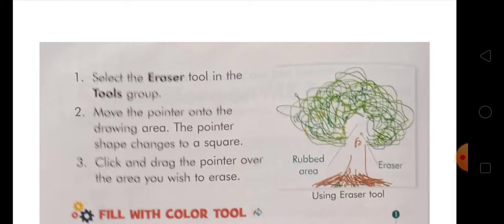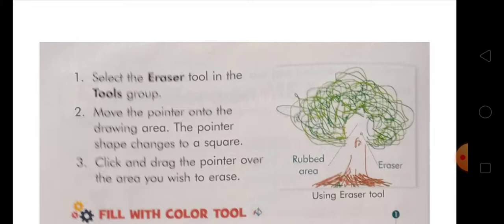Last day, in chapter 5, More on MS Paint, we learned some topics: the Paint window, pencil tool, eraser tool, color picker tool, and fill with color tool. Today we will learn a new topic, that is the text tool and brushes tool.